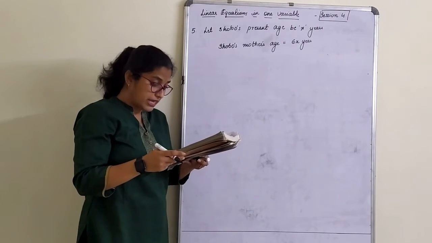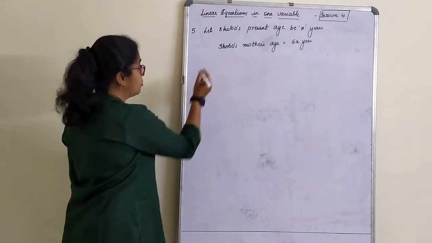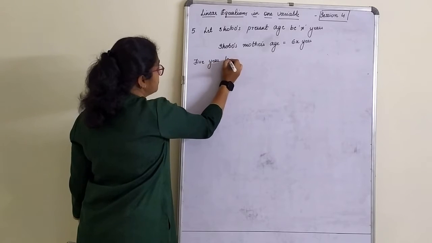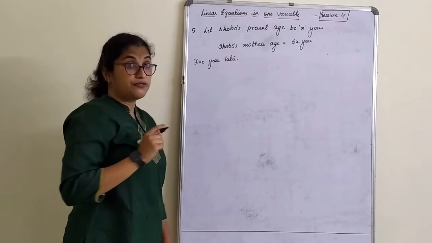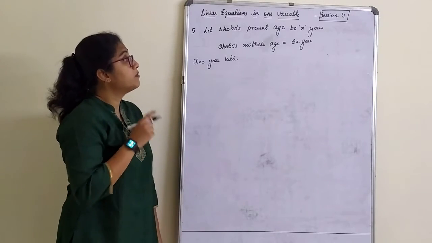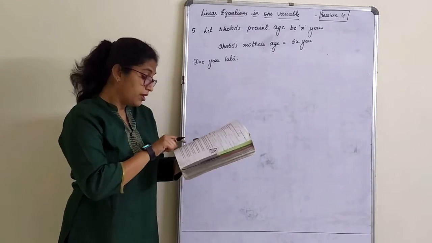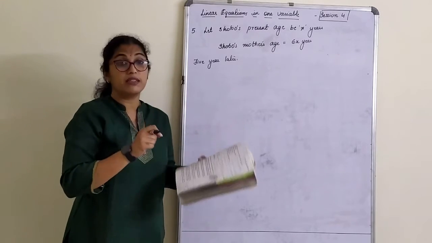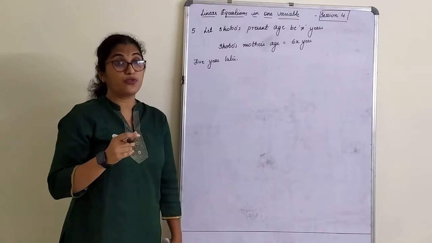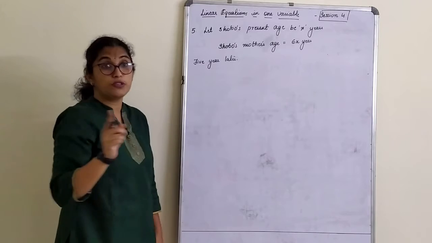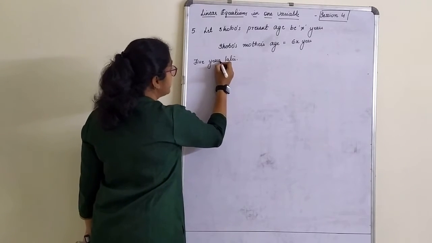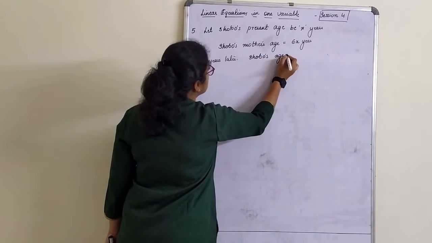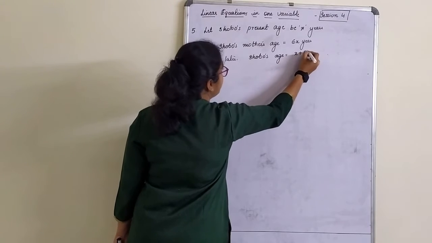Next, Sobo's age 5 years from now. So, 5 years later. Now see here, 5 years later, we don't want both the ages, because see the question: Sobo's age 5 years from now will be 1/3 of mother's present age. That means 5 years from now we only want Sobo's age, not Sobo's mother's age. 5 years later, Sobo's age is equal to x plus 5 years.